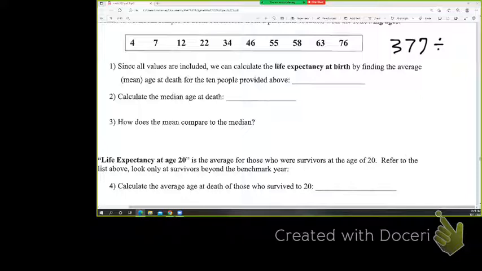Okay. So then when I divide by 10, the life expectancy at birth would be 37.7 because we would include all of them, all right? The median age at death, well, we want what's right in the middle. There are 10 numbers, so right in the middle would be here between 34 and 46.